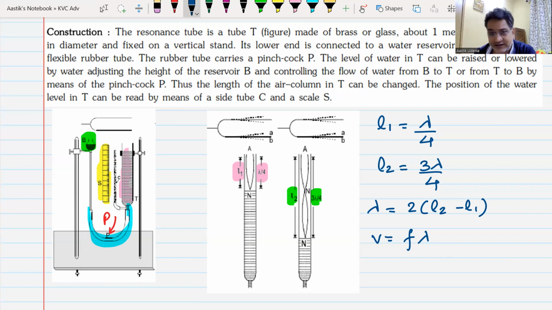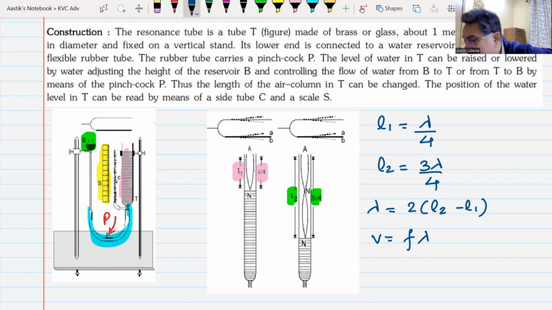Got this? You don't have to draw anything. Drawing is just to make you understand this. First resonance, L1. Second resonance, L2. L2 minus L1 into 2 will be your lambda. Do we understand this? Yes or no?